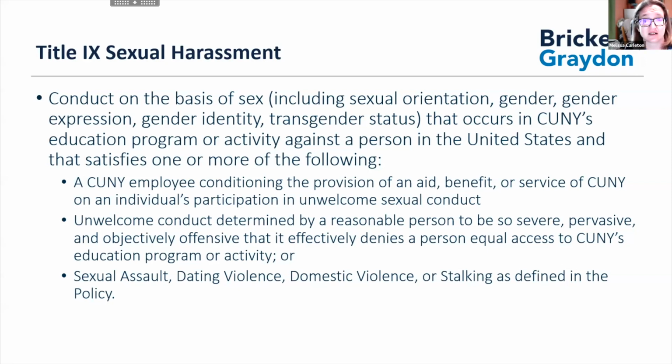The second is that hostile environment standard. Unwelcome conduct determined by a reasonable person to be so severe, pervasive, and objectively offensive that it effectively denies a person equal access to your university's education program or activity. And remember that the previous definition of sexual harassment did not have this language of severe, pervasive, and objectively offensive. So we are taking a higher standard for sexual harassment to get to Title IX sexual harassment. And the third bullet point there is it's Title IX sexual harassment if it meets the requirements in that umbrella paragraph, and it also constitutes sexual assault, dating violence, domestic violence, or stalking as defined by the policy.